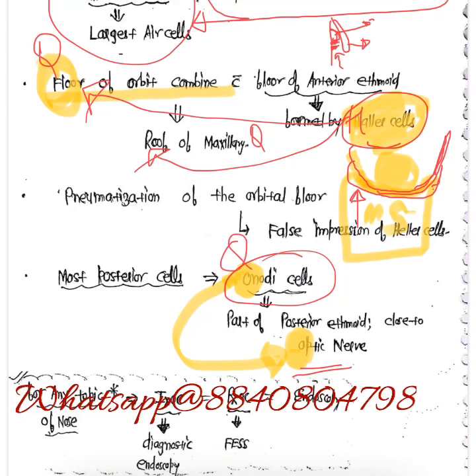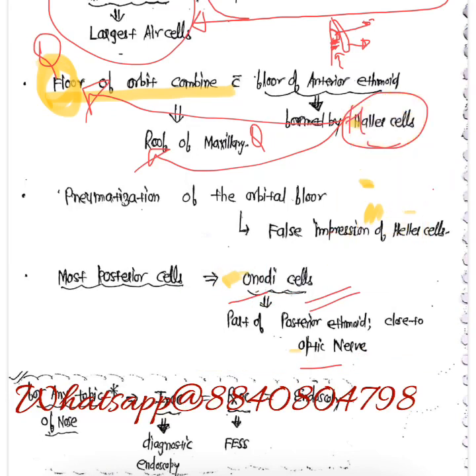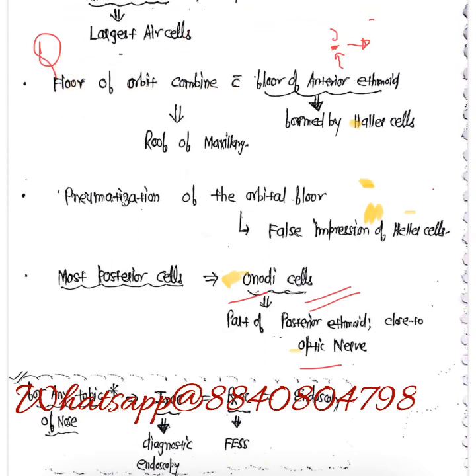And why is it very important? Because during surgery, if you are not very careful, you might injure the optic nerve, because the optic nerve lies in relation to the Onodi cell. So it is very important to see the CT scan before you operate on any patient and find the Onodi cell. So these two are asked repeatedly because they are very important in management and in the theory aspect also.